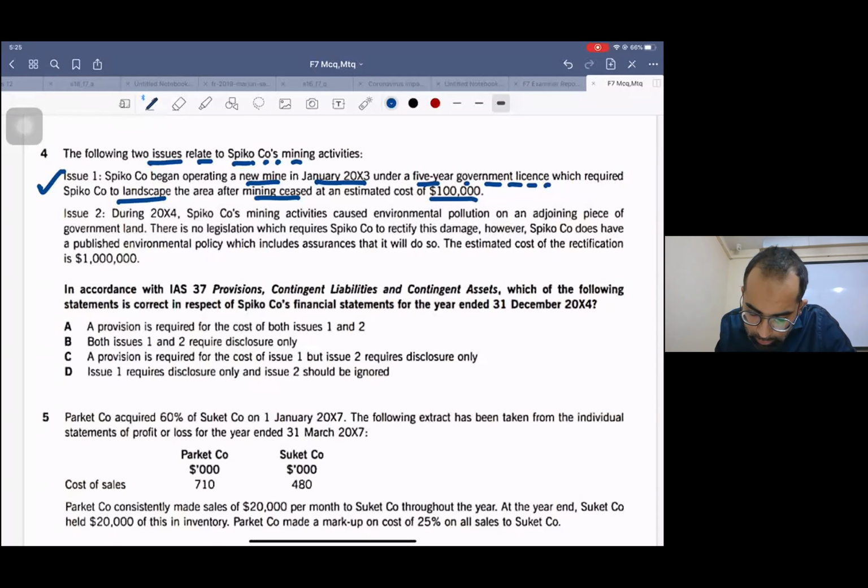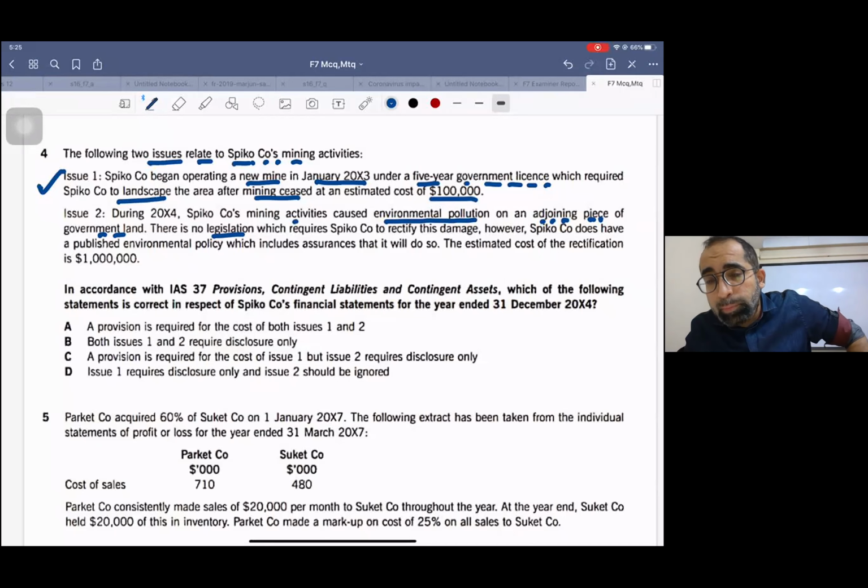Now, number 2. During 2004, Spyco company's mining activities caused environmental pollution on an adjoining piece of government land. There is no legislation. See, they are playing with your mind. No legislation means there is no legal obligation. But I hope you know the meaning of constructive obligation as well. There are two types of obligation: one is legal and one is constructive. So let's see, maybe there is some constructive thing. There is no legislation which requires Spyco company to rectify this damage.